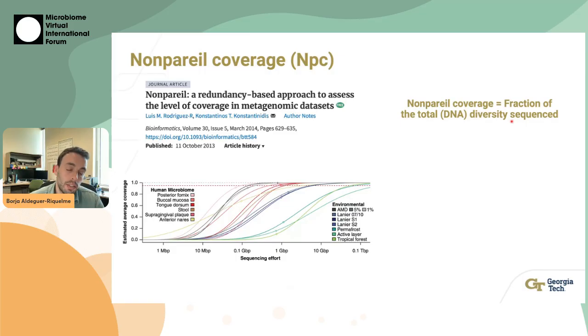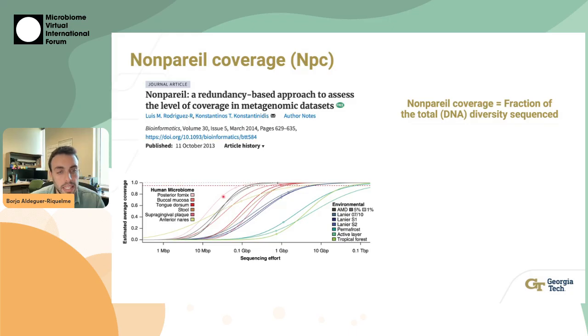This tool is based on read redundancy, and as you can see here, when we plot the metagenome coverage on the y-axis versus the sequencing effort on the x-axis, at very low sequencing effort the coverage is very low. But as we increase our sequencing effort, the Nonpareil coverage increases until we reach a plateau, meaning that we have reached a complete, very good representative metagenome.